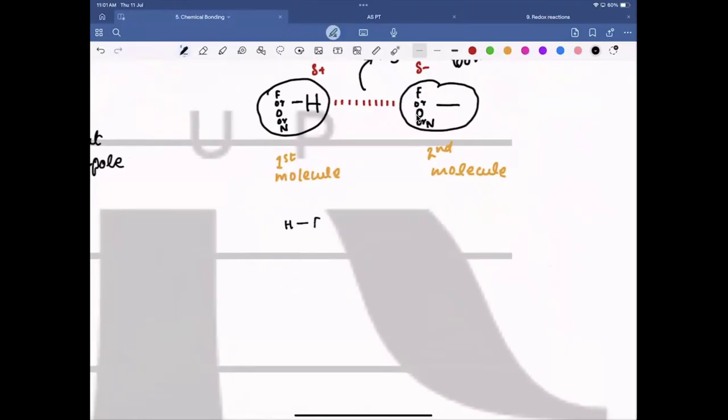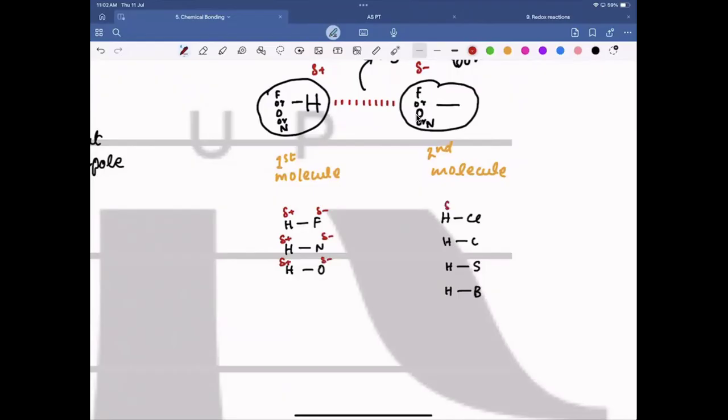This hydrogen is bonded to fluorine. This hydrogen is bonded to nitrogen. This hydrogen is bonded to oxygen. Hydrogen can bond to chlorine, carbon, sulfur, bromine, etc. So as you see, they all usually have an electronegativity difference, which makes this hydrogen partial positive and this part partial negative, right?